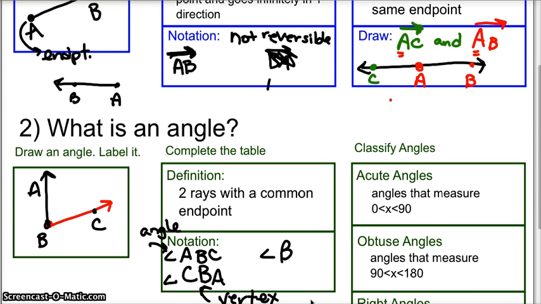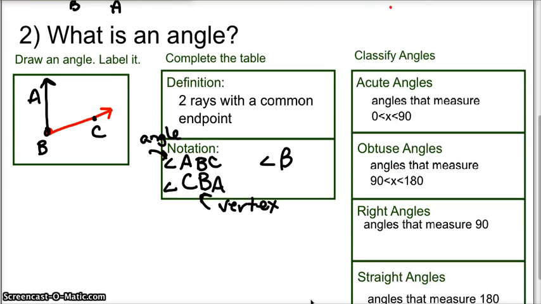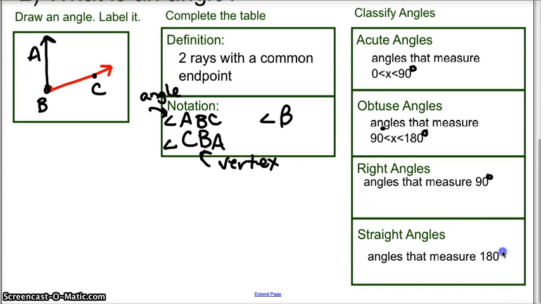Classifying angles, excuse me, these should be words you've heard before. Acute angles measure anywhere from 0 to 90. Obtuse is between 90 degrees and 180. Right angles equal 90 exactly, and straight angles measure 180 degrees.